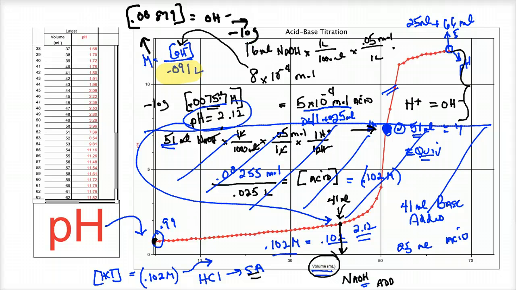So negative log of 0.00879, and I get a pOH. Don't lose track of what you just found. Negative log of the hydroxide concentration is a pOH equal to 2.05. 14 minus that gives me the pH, right? And I get a pH, once I subtract that from 14, of 11.94, 11.9. That's my pH at that position.